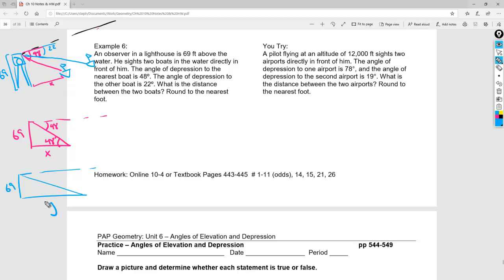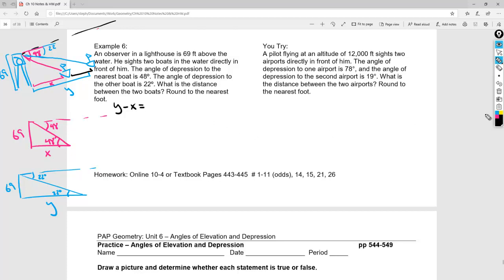Again, I'm looking for my horizontal distance, and I know that this angle is 22 degrees, which means the angle of elevation from the boat is also 22 degrees. So that represents this. Now what I'm looking for is the distance between them. So what I really want is y minus x. That's what I'm really looking for.